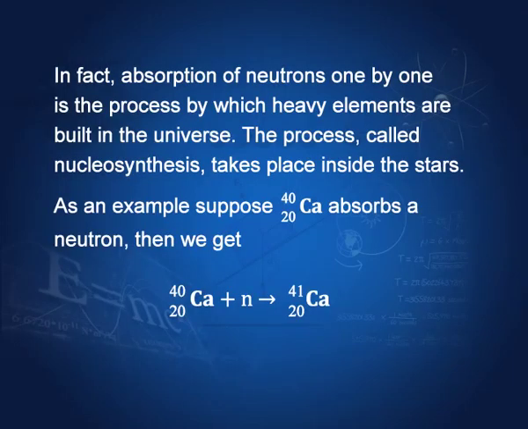One of them is this: calcium, which has atomic mass 40, mass number 40, and atomic number 20, can absorb a neutron and become the isotope of calcium with mass number 41. In fact, absorption of neutrons one by one is the process by which heavy elements are built in the universe. The process called nucleosynthesis takes place inside the stars.